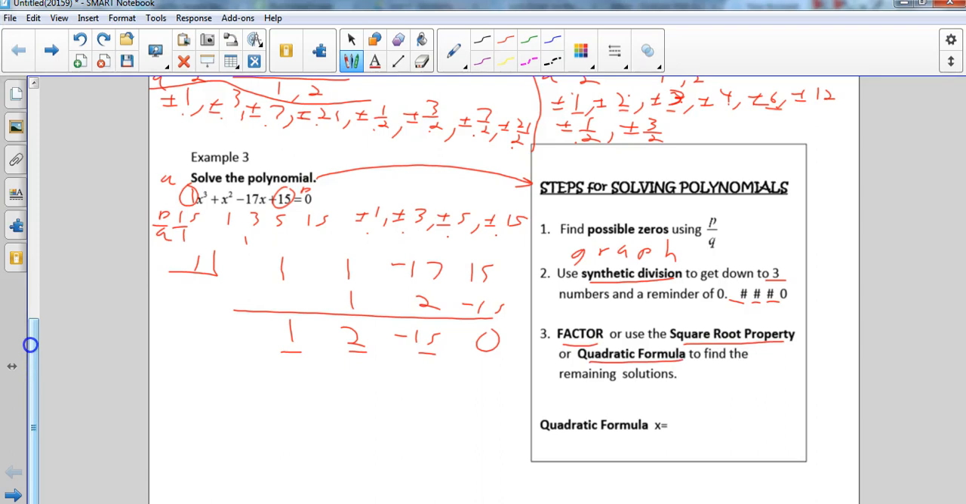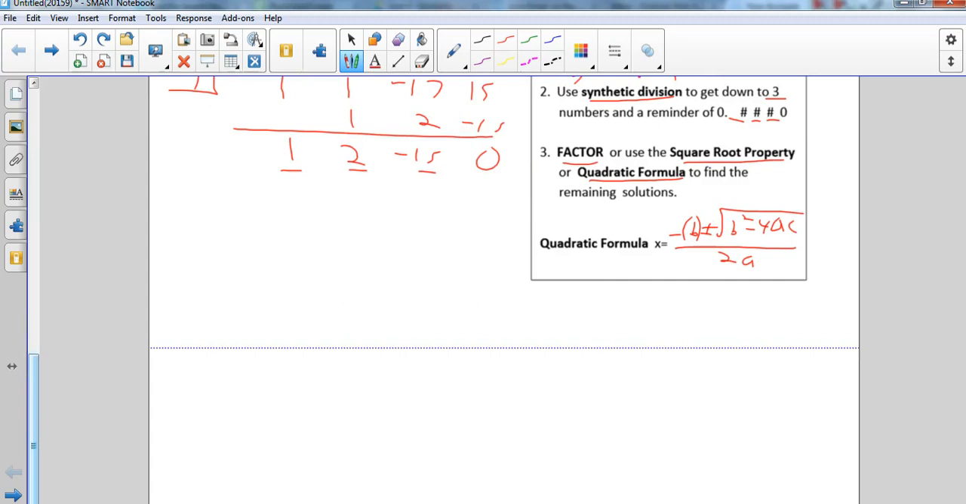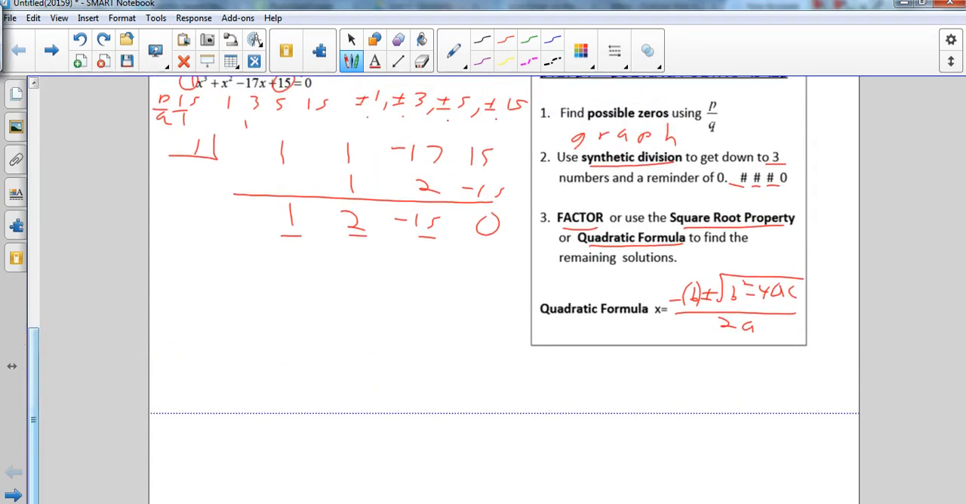And remember, the quadratic formula is x equals the opposite of b plus or minus the square root of b squared minus 4ac all over 2a. So I'm going to try factoring first, and I'm going to try to factor 1x squared plus 2x minus 15 equals 0.